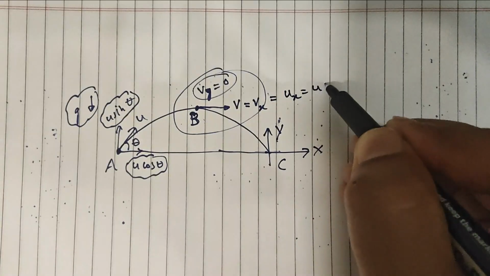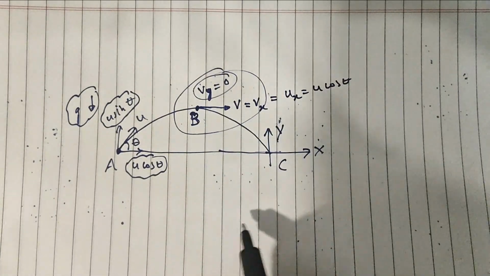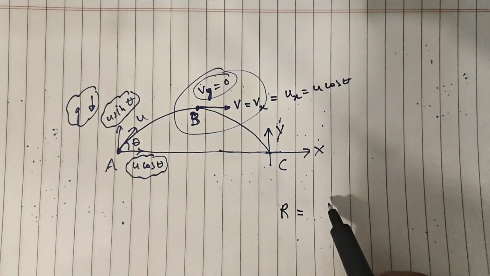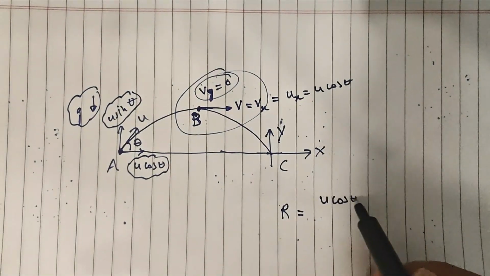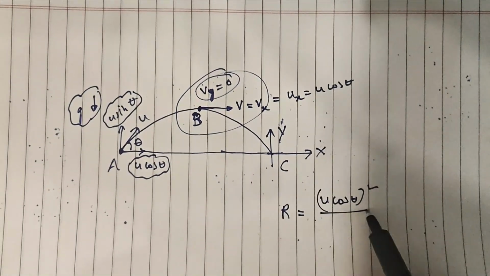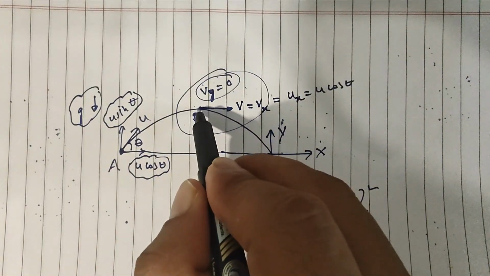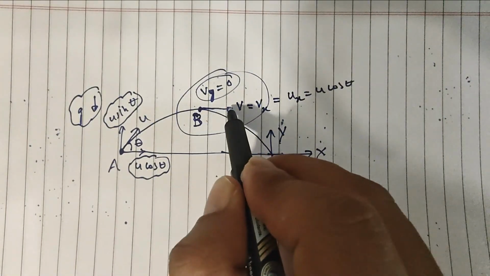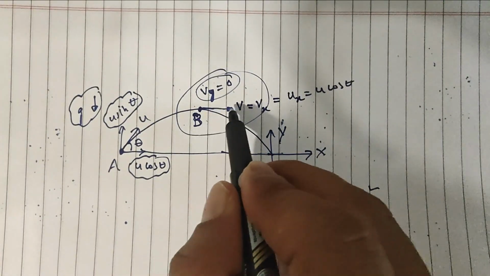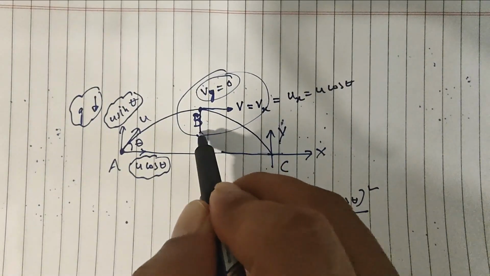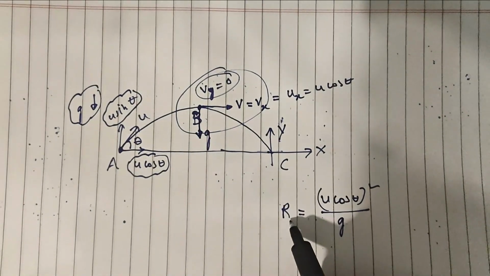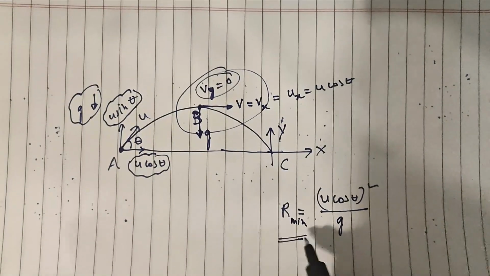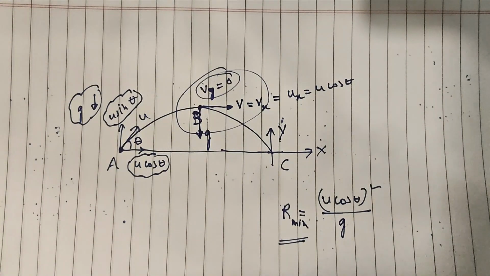U cos theta. So here the radius of curvature will become velocity square, which is u cos theta whole square, divided by the acceleration perpendicular to this velocity. The acceleration perpendicular to this velocity is the entire acceleration due to gravity only. So divided by g. So this is your minimum radius of curvature in projectile motion, right?